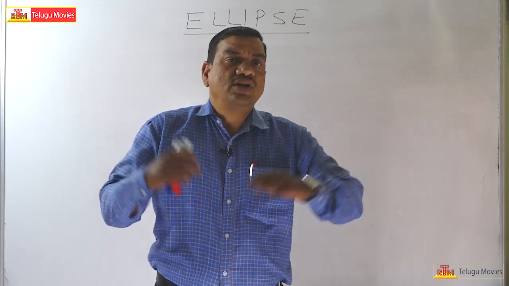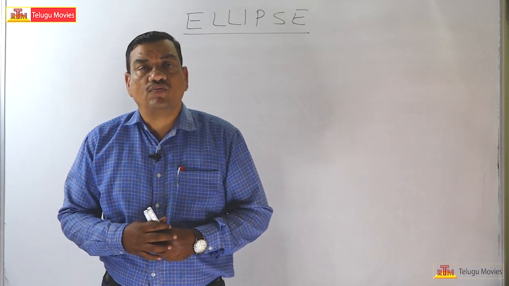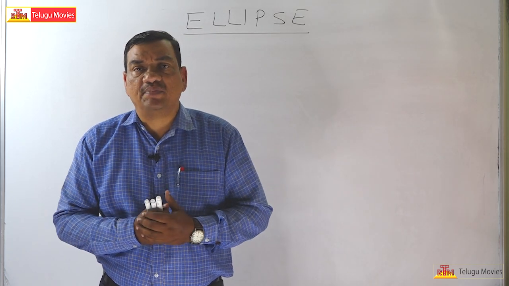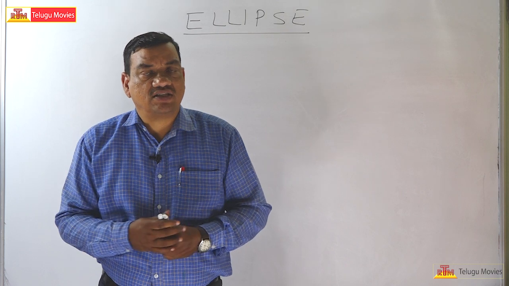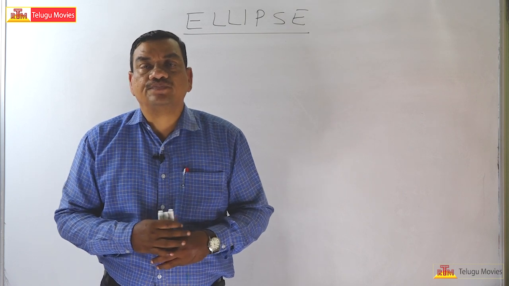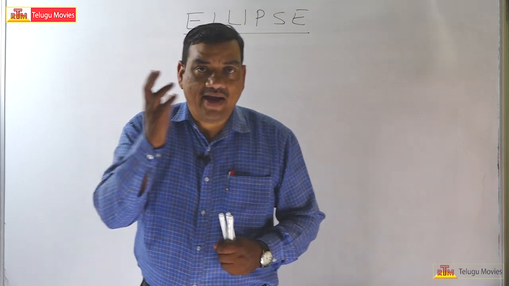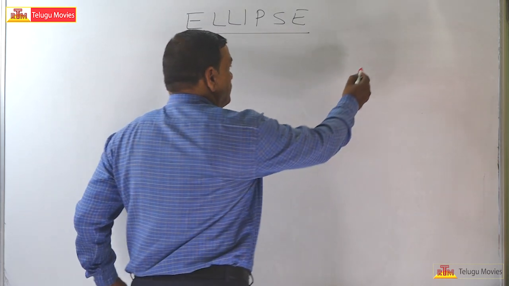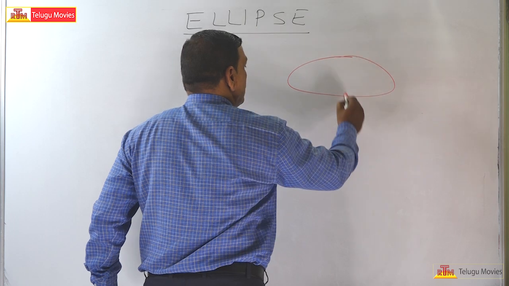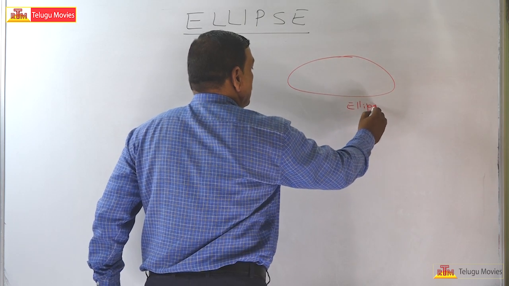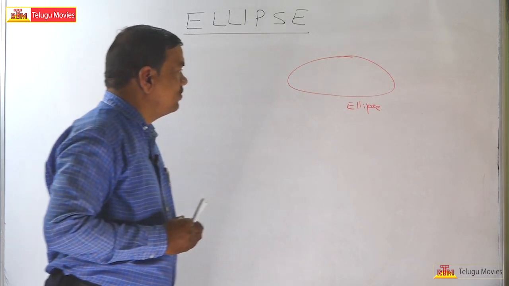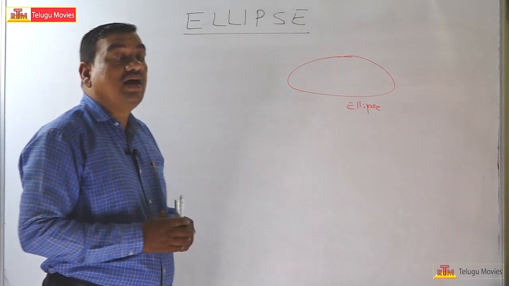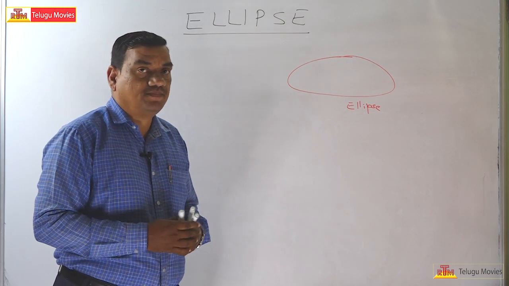In our day-to-day life, we have seen so many elliptical shaped objects. The best example is an egg. An egg is also in the ellipse shape. That type of shape, we generally call it an ellipse. So what is an ellipse? How do we define an ellipse mathematically?